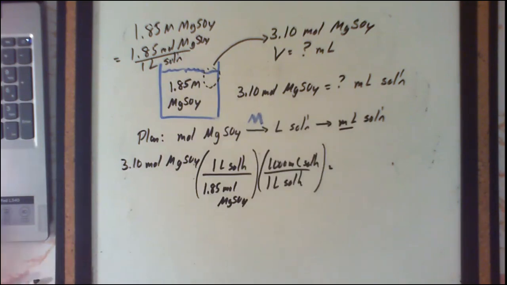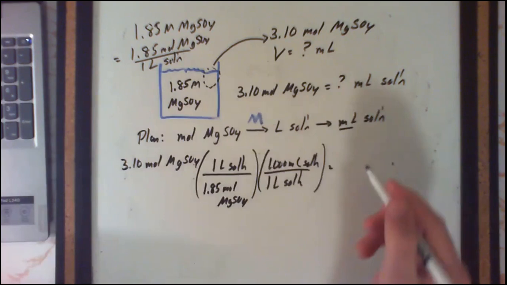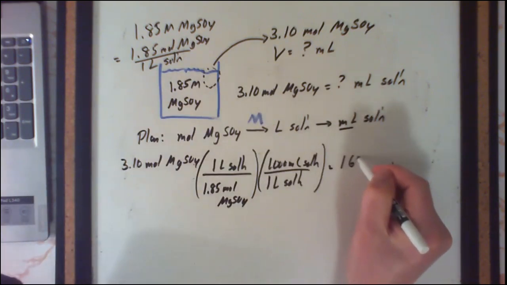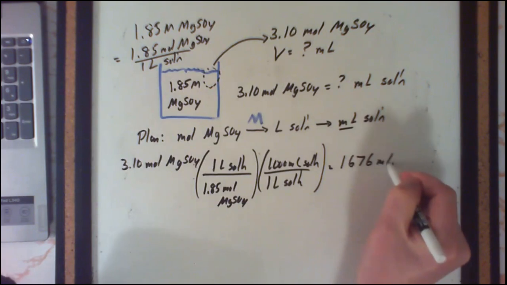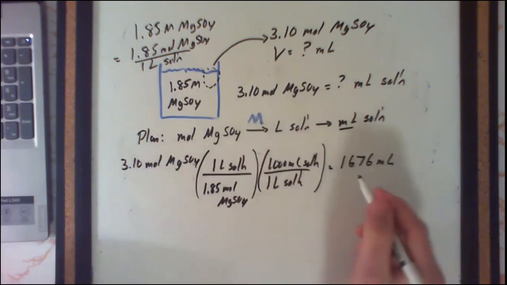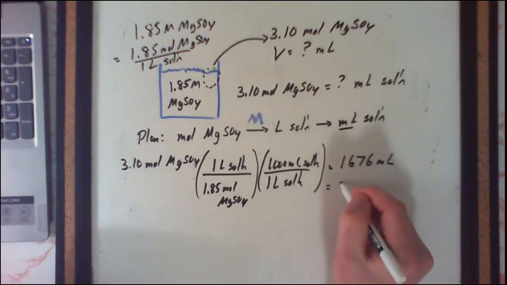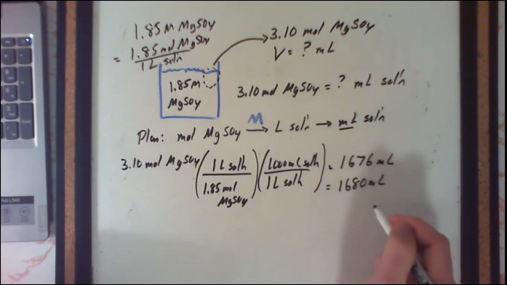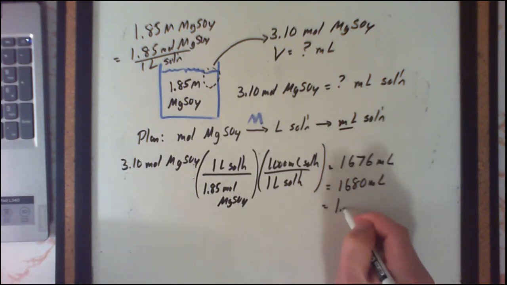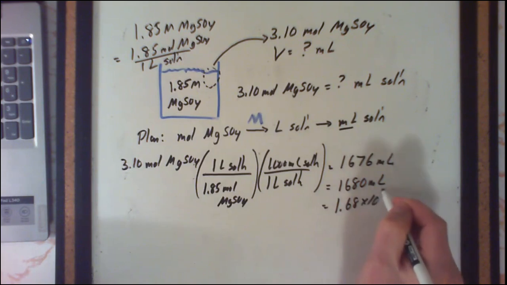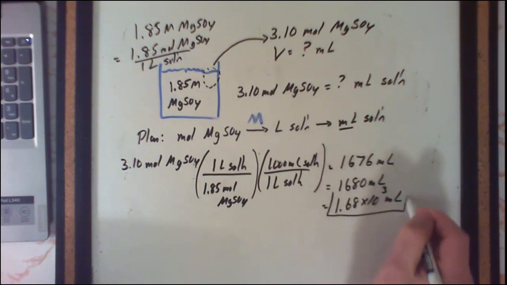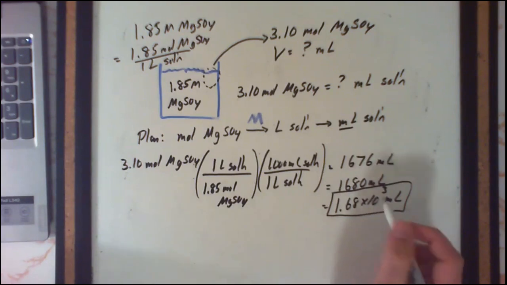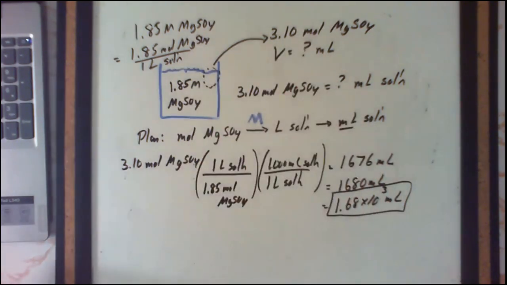So I'm going to first take 3.10 times 1,000 and then divide by 1.85, divide by 1, which gives me a volume. My calculator tells me it's 1,676 milliliters, to three significant figures. We can write it a couple of different ways. We could write it as 1,680 milliliters, or it's probably better to write it in scientific notation as 1.68 times 10 to the third milliliters. So that's the volume in milliliters of this solution that I need to provide me with 3.10 moles of magnesium sulfate.